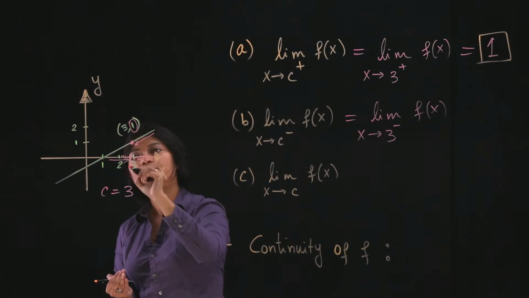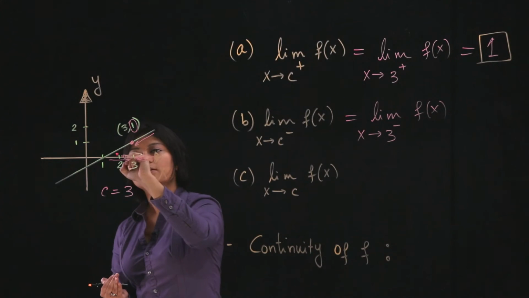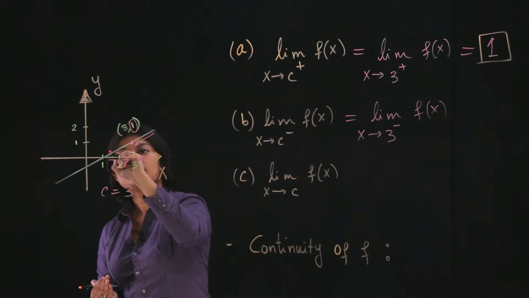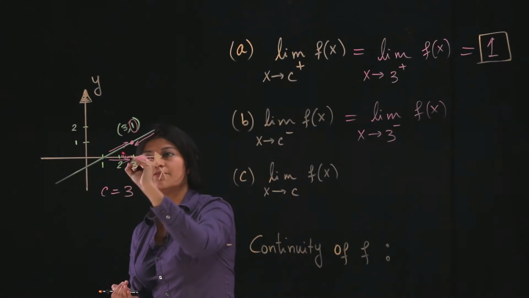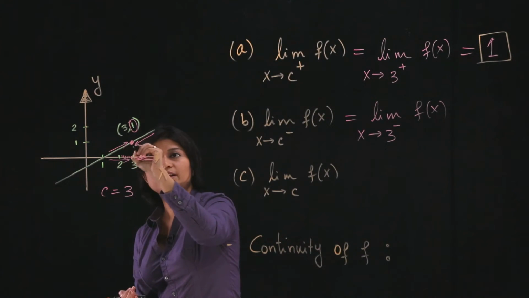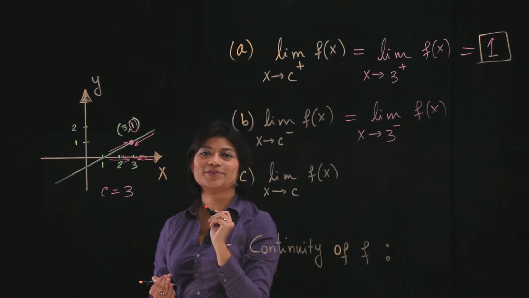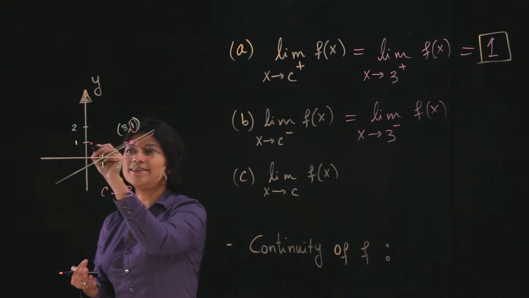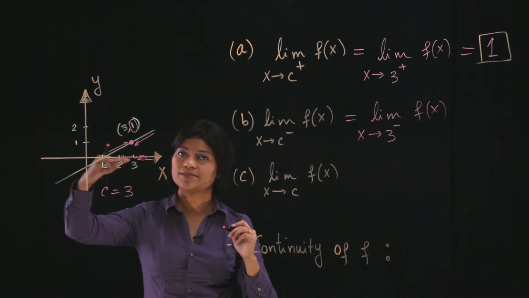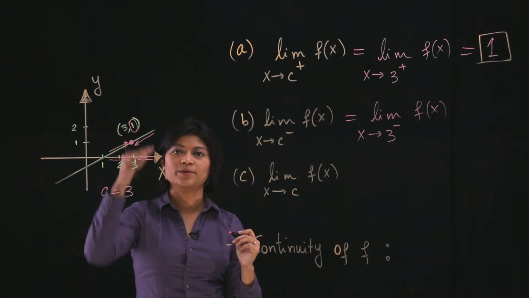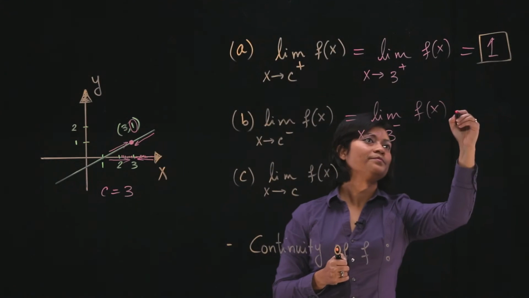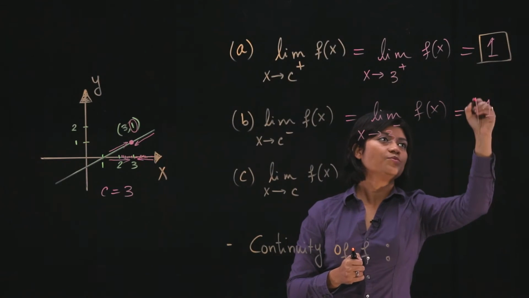And you have to go back to the function and see what is happening to the function. Notice as x is approaching 3 from the left, the function is slowly approaching this same y value. Y is 1. So the left side limit is exactly the same as the right side limit, and that is 1. So this answer is 1 as well.